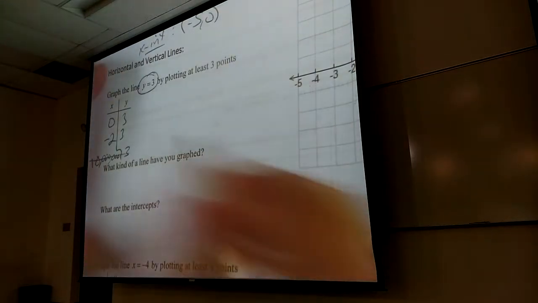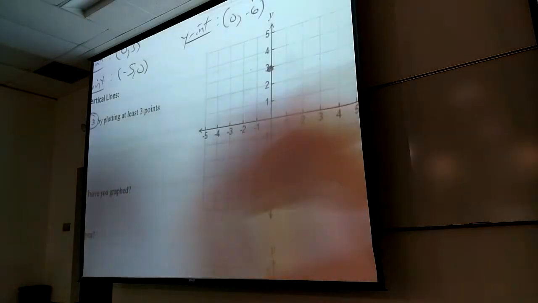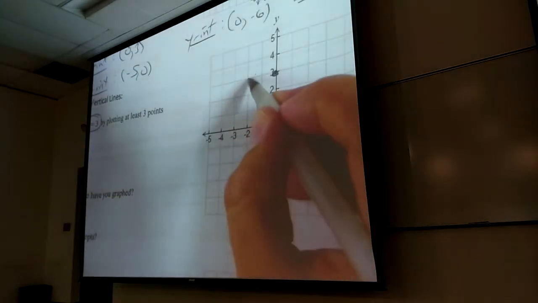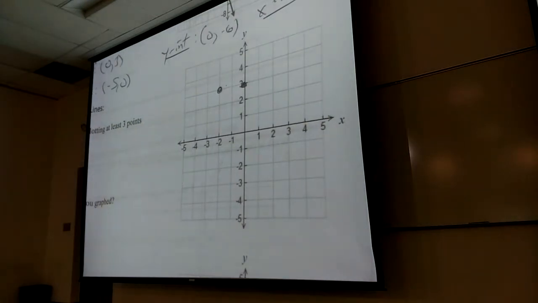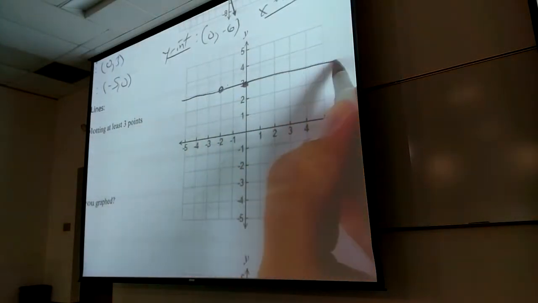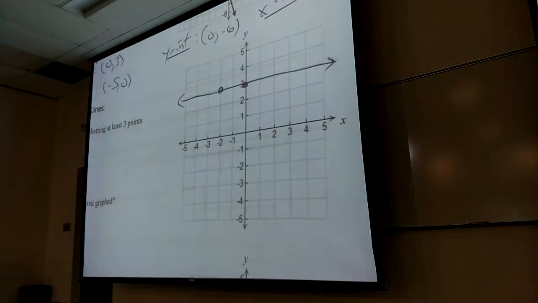So if I plot the points (0, 3) and (-2, 3), I can connect those with a line. And then, of course, if you start to realize what that equation means, I think I talked about this a little bit before. y = 3 means y can't change. If y changes, what way do I move? If I change y, what direction do I go?